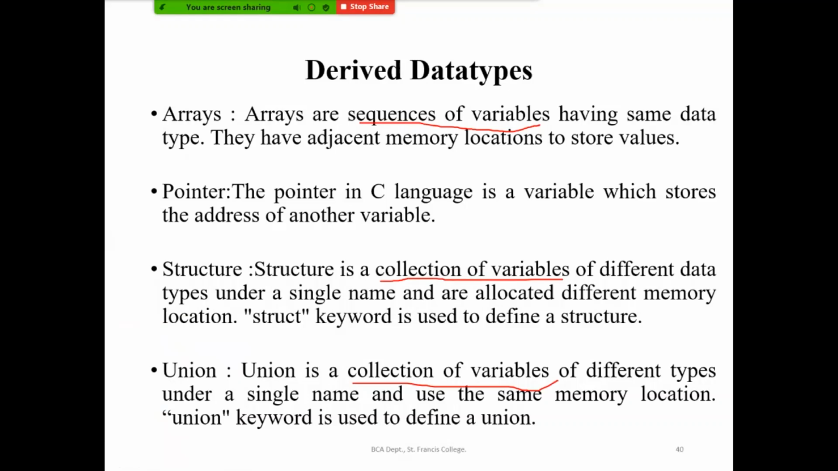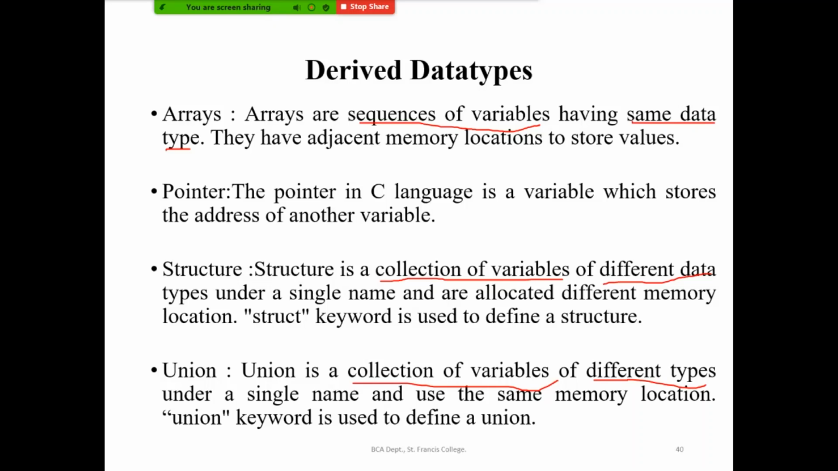The difference between arrays and structure and union is that in structure and union, we will be able to store a collection of variables of different data types. In union also different data types. But in arrays, we have a sequence or a collection of variables having the same data type. With examples we will study in the upcoming chapters, but for the time being, you just understand the definitions.